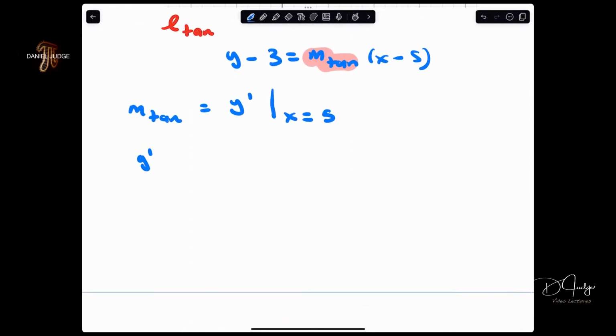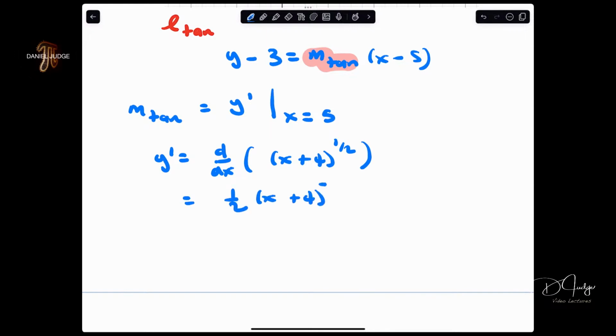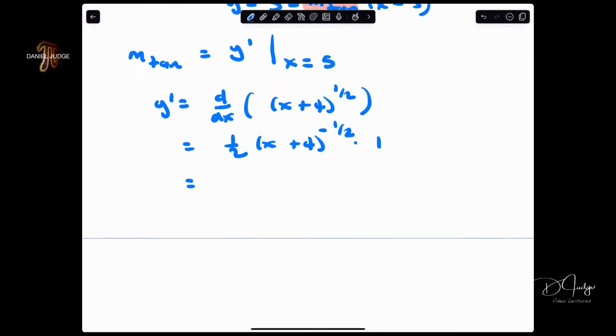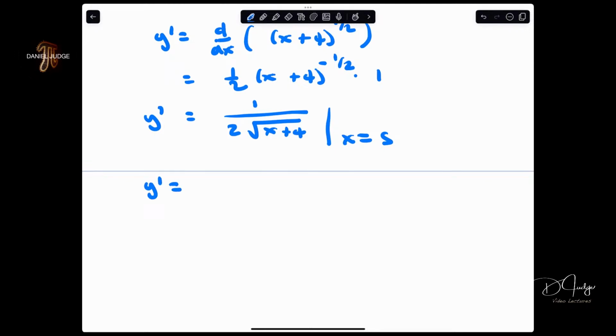So then y prime, let's double check here, will be the derivative of y. We're going to write y as x plus 4 to the 1 half. And so that derivative is 1 half times x plus 4 to the minus 1 half, times the derivative of x plus 4, which is 1, by chain rule. So this really is 1 over 2 square root of x plus 4. If we evaluate this at x is 5, we get y prime: 1 over 2 square root of 5 plus 4. And that's going to be m tangent.